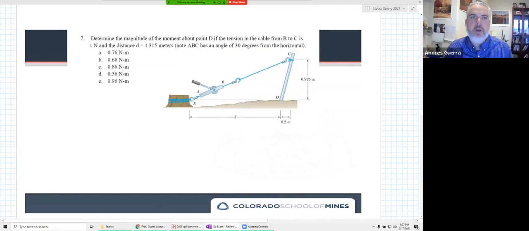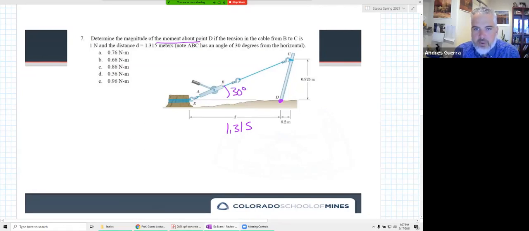Now how about this one where we have some more geometry going on, and they're asking us, again, the same thing: find the magnitude of the moment about point D. And so they want us to find the magnitude of the moment right there. The tension in the cable is 1 Newton, and the distance is 1.315 right there. And this forms an angle of 30 degrees.